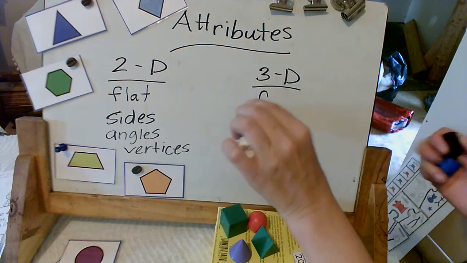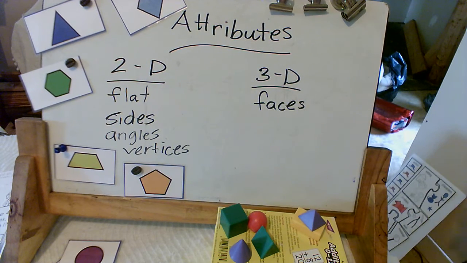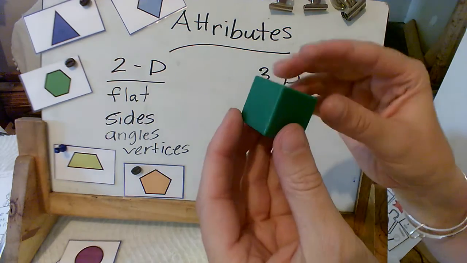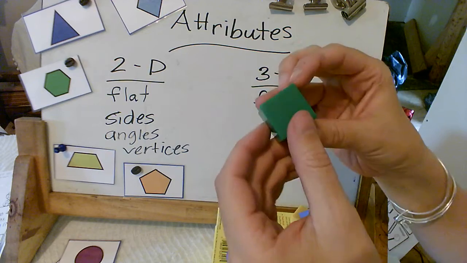So we're going to look at some of the other ones, and we're going to see what the faces look like on those. So let's pick up this shape. This one is called a cube.